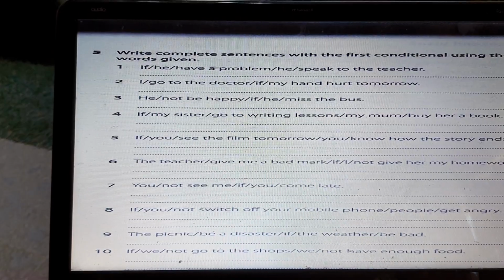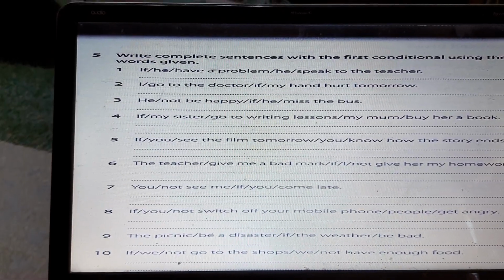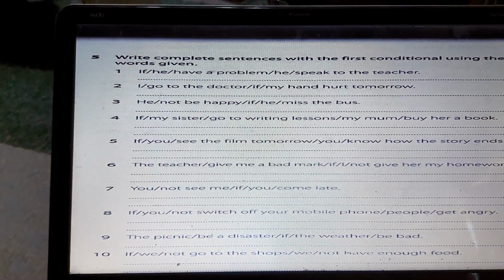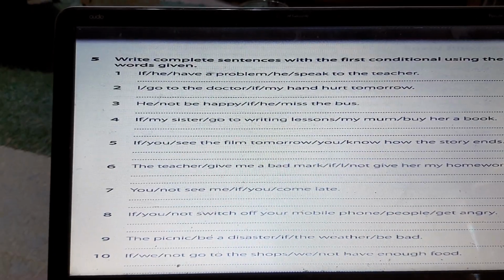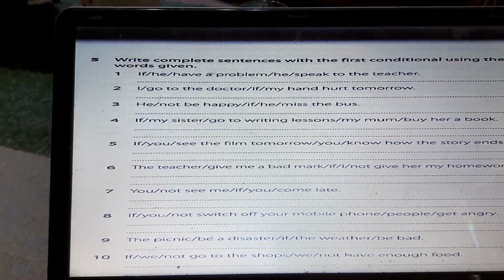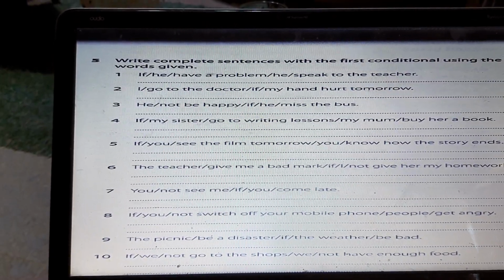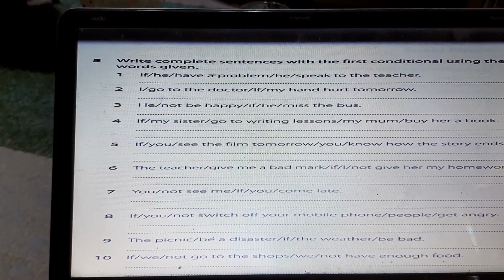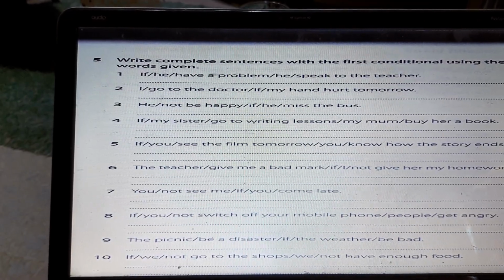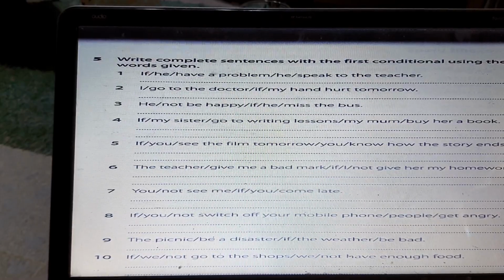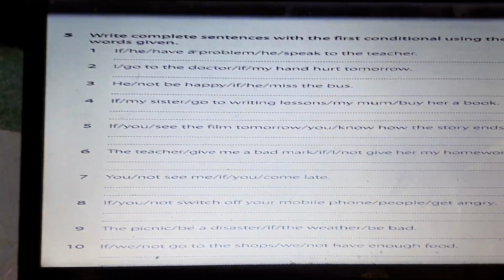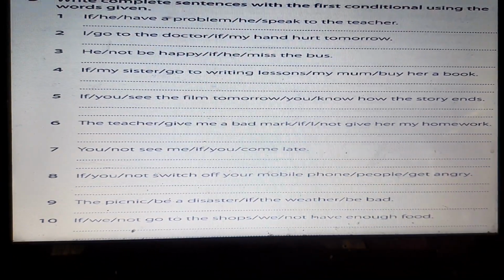بنقول he طبعا رح نبلش ب want الجزء اللي هو ال second half لأنه if صارت the second one، فبنقول he won't be happy if he misses the bus. Number 4, if my sister go to writing lesson, my mom buy her a book.